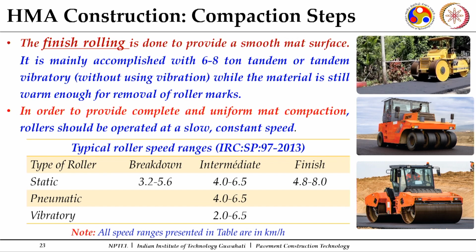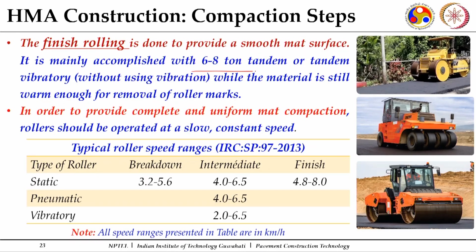And then the finish rolling, or the final rolling, comes into the picture, again to make the surface smooth enough. It is mainly accomplished with 6 to 8 tonne tandem or tandem vibratory rollers, but without any vibrations, while the material is stiff, warm enough, for removal of roller marks. There should be no roller marks left after this finish rolling. So, this has to be done well before the temperature falls below the rolling temperatures.